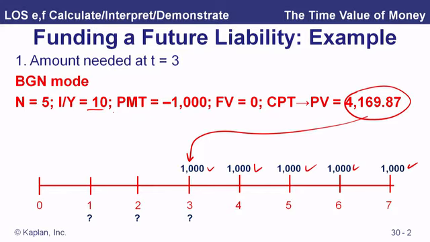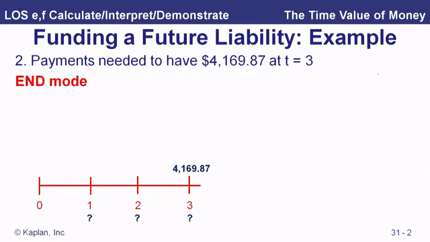If we have this amount deposited right here, we can make these 5 withdrawals at an interest rate of 10%. So now the question becomes, what deposits do we have to make for 3 years in order to have this value in the account at time 3? So now we're going to go in end mode because our future value is going to be on the date of that last payment.